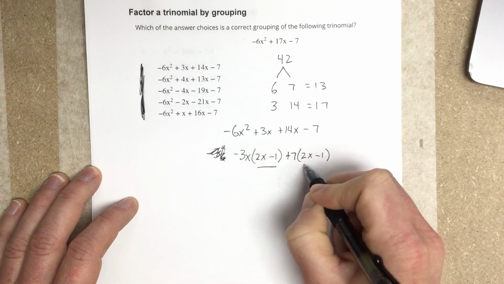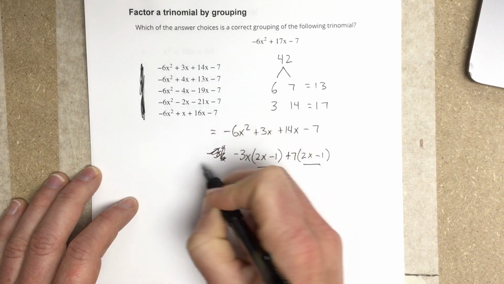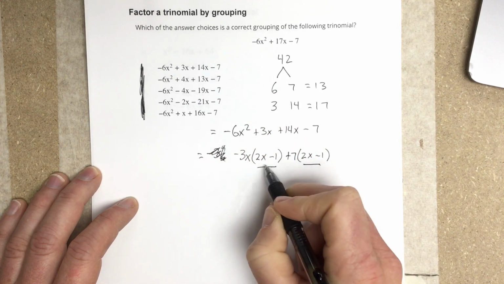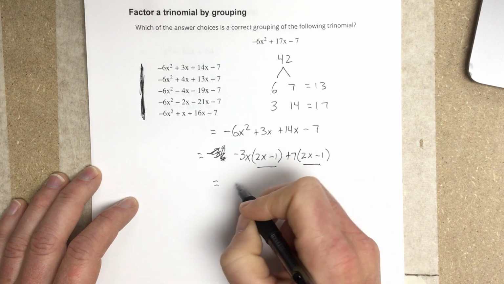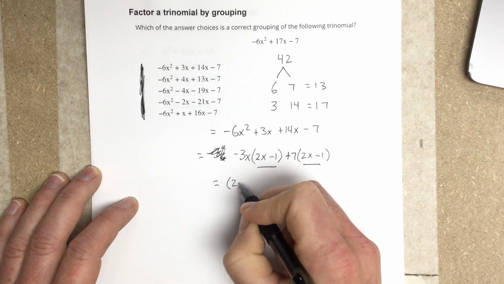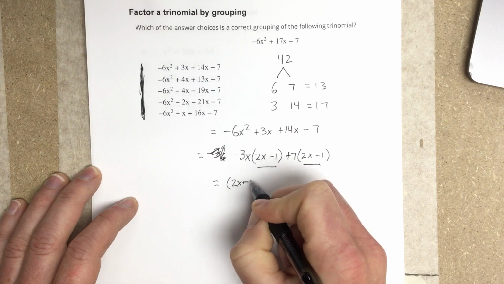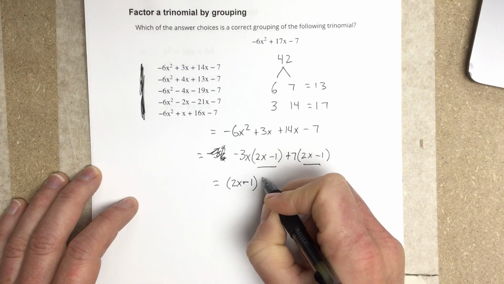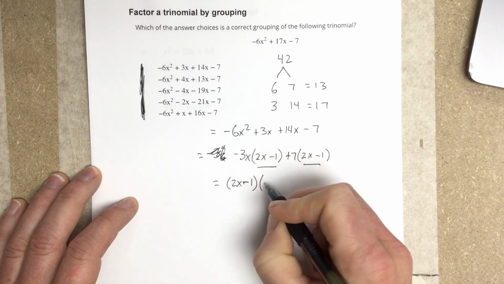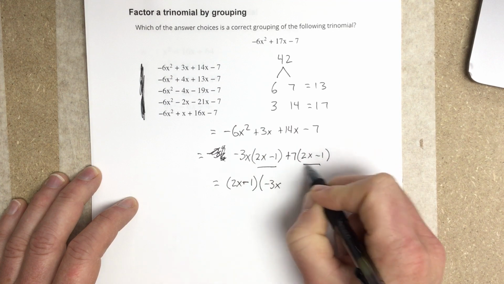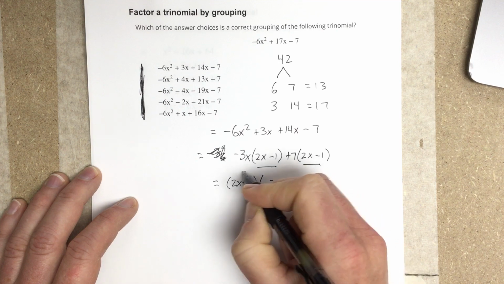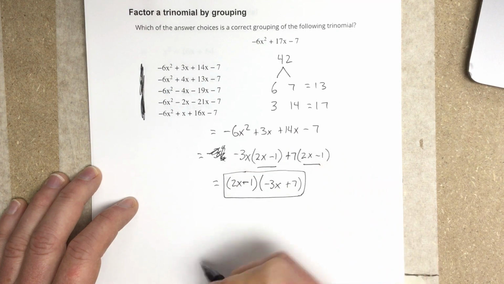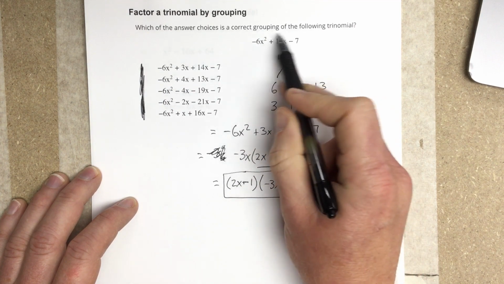Now notice that these two things are the same. I haven't changed anything yet, and these two things are the same, so we know it's factorable. So we factor 2x minus 1 out, dividing it out, and write that out front. What's left when I divide it out of the first term is negative 3x, and when I divide it out of the second term, I get plus 7. And so this is the factored form of the original trinomial.